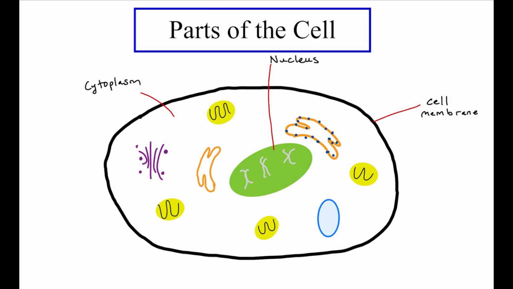It kind of controls everything and tells everything what it needs to do. And then if we look inside the nucleus, we see these gray X's, and these X's are chromosomes or DNA. And DNA is the instruction manual of our body and all of the cells in our body. So we get DNA from our parents, and it controls everything about us.